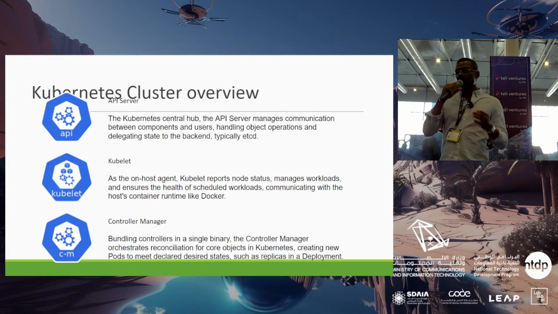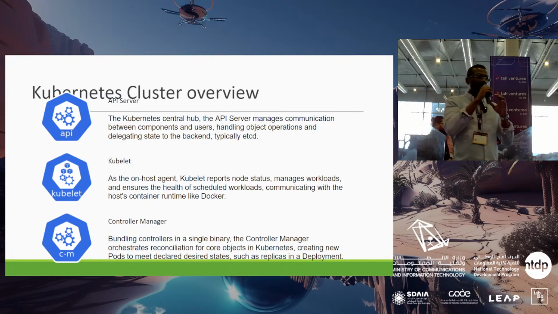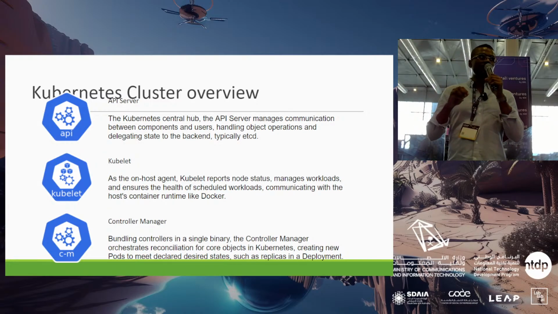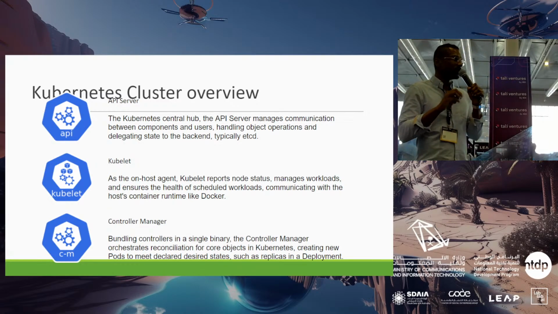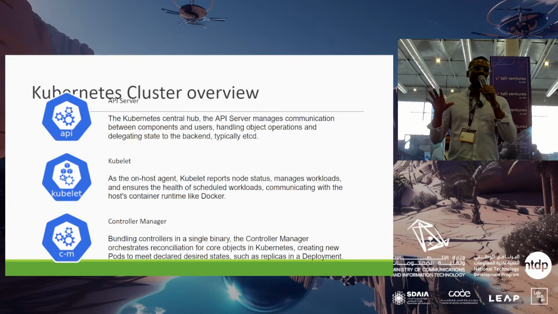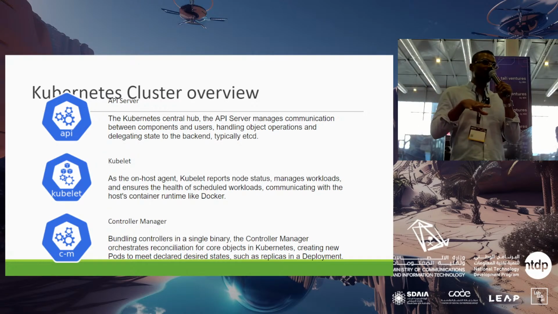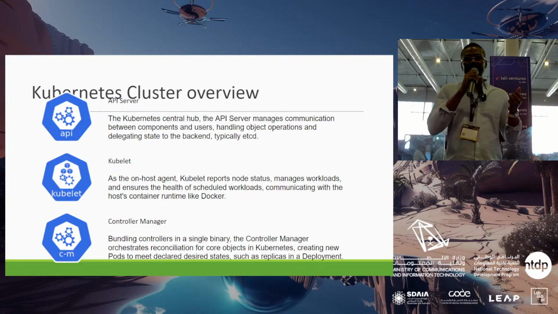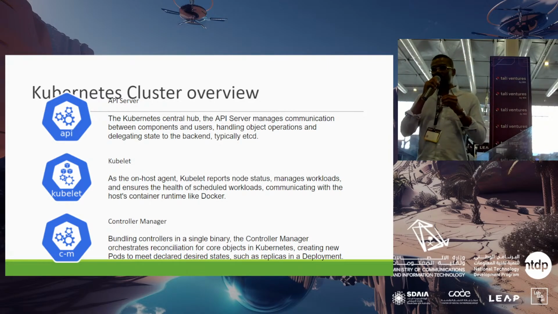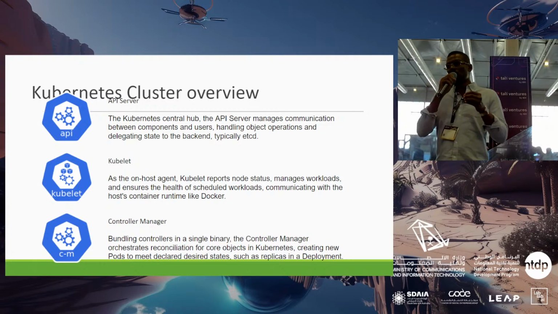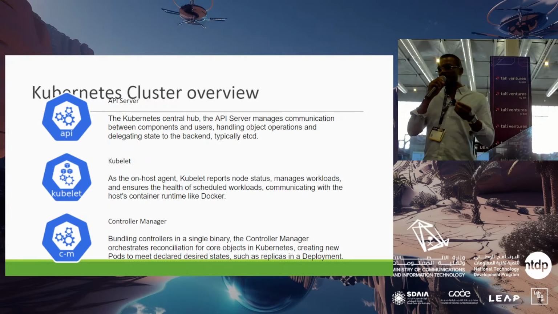The Kubernetes cluster overview. What are the parts of Kubernetes, right? So this API is basically the central hub. It manages the communication between the different components in Kubernetes, right? So let's say I have an application. I have a React application, or I have a different app, and I have a database, a SQL database, and I have a Redis. How do they talk? Well, I define that through my API, right?